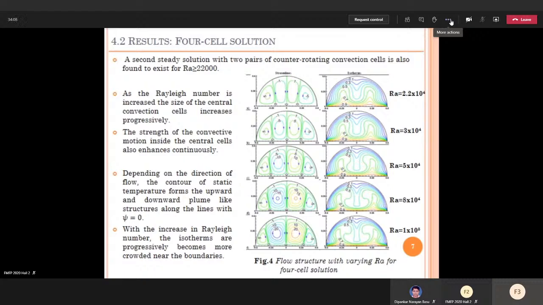Further, it is noted that with the increase in Rayleigh number, the isotherms get progressively crowded near the boundaries, and that is very much evident for higher values of Rayleigh number. So with the increase of Rayleigh number, the temperature gradient near the wall increases, which implies the heat transfer also increases near the boundaries as Rayleigh number is increased.